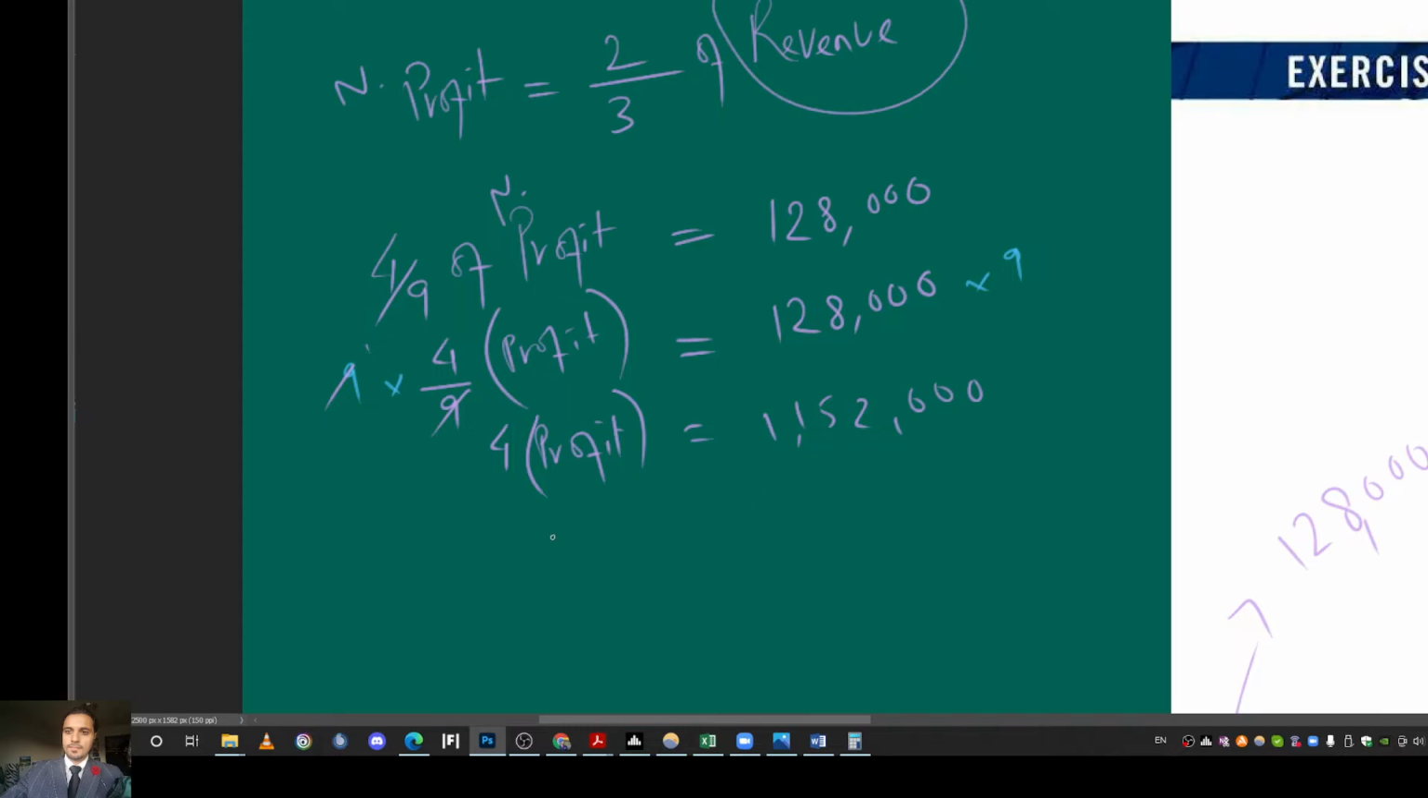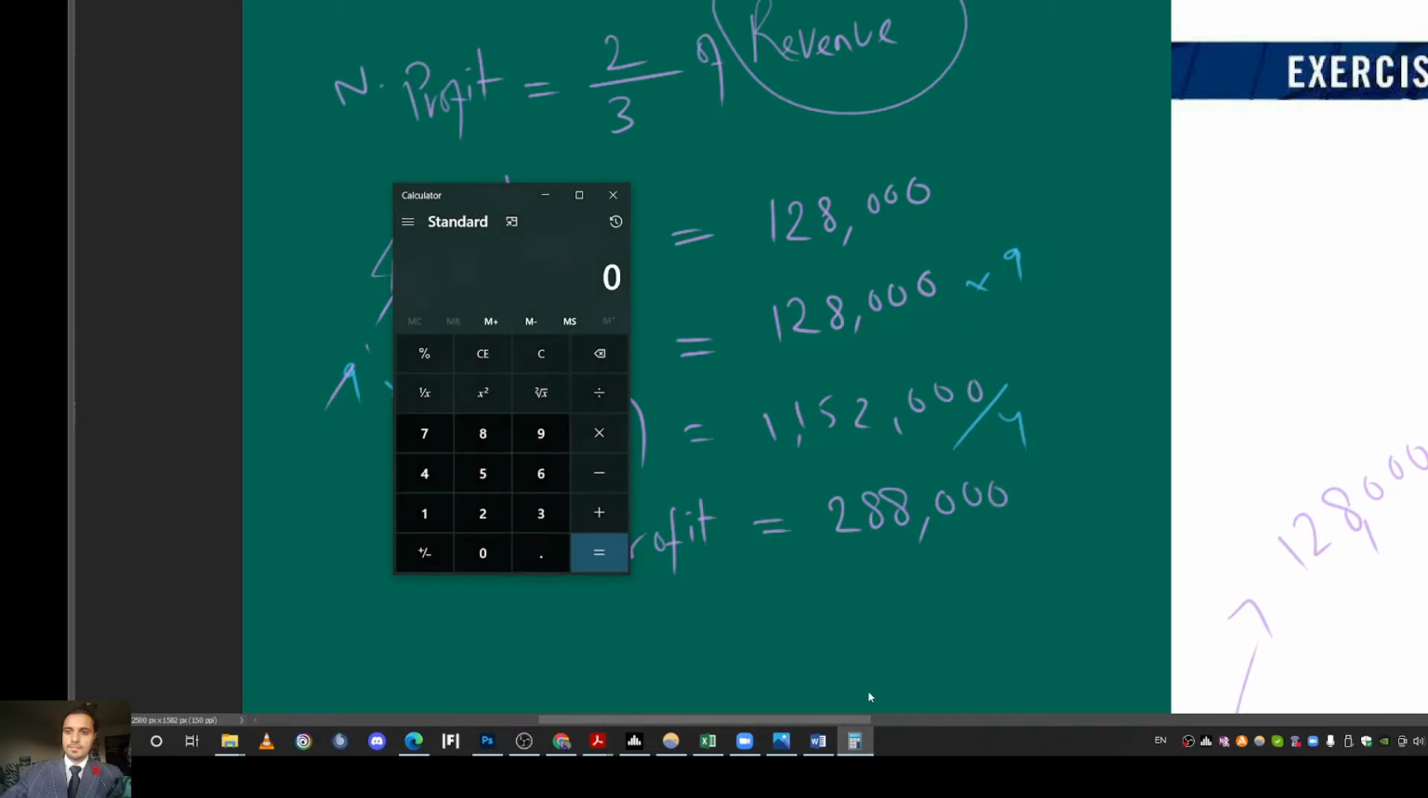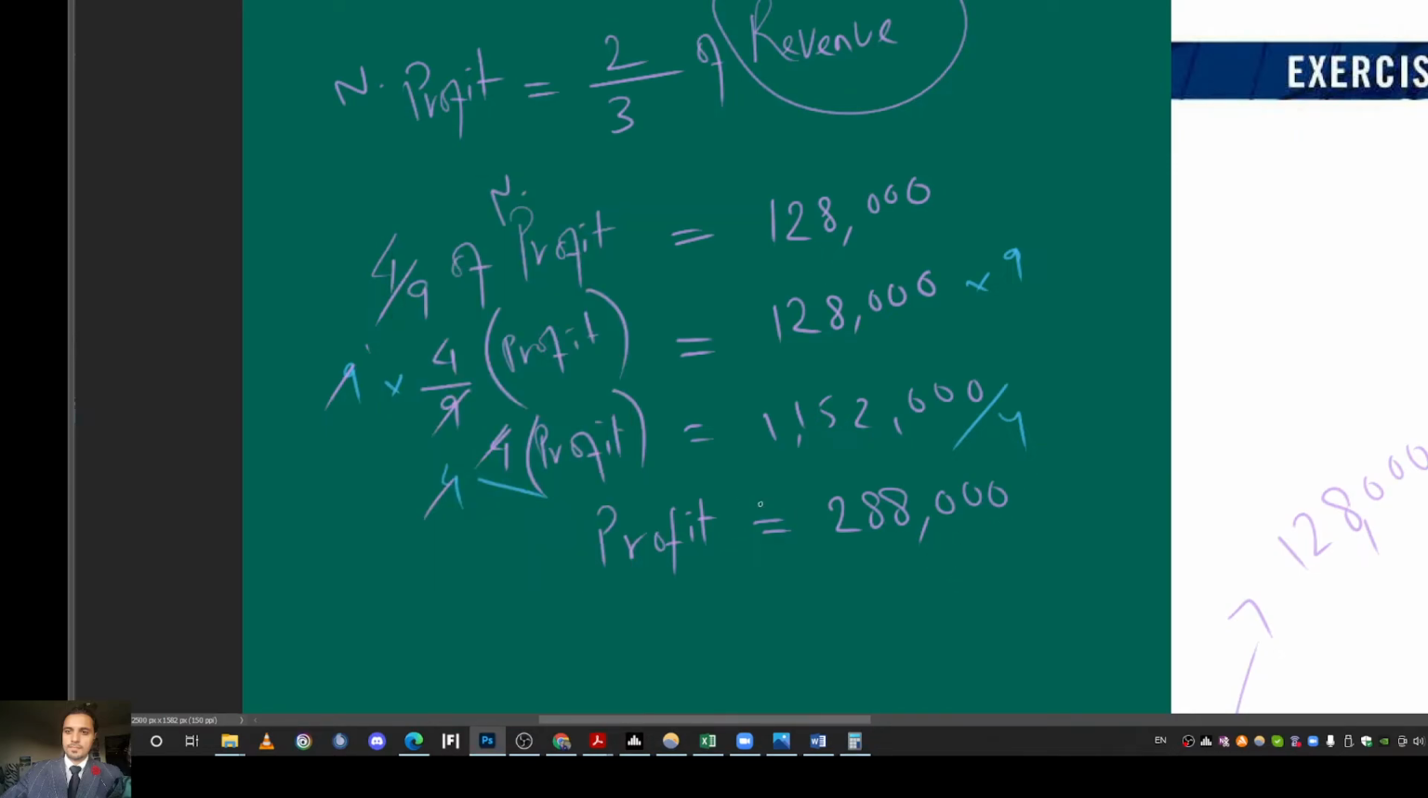1,152,000. And then if I divide both sides by 4, this and this 4 get canceled. We're left with profit equals 288,000, right? Yeah. So that's our total profit. We know these are the dividends that were given.